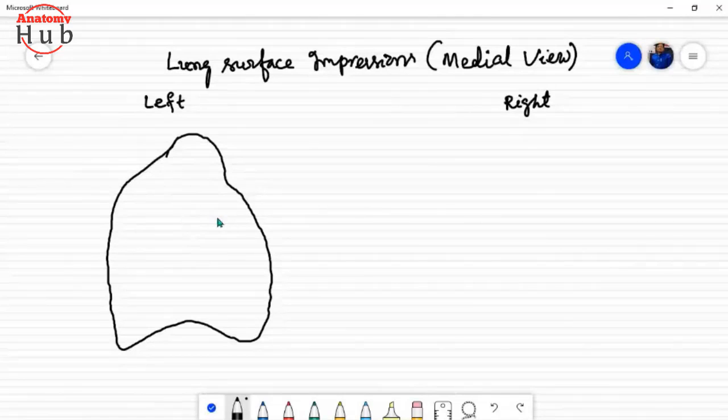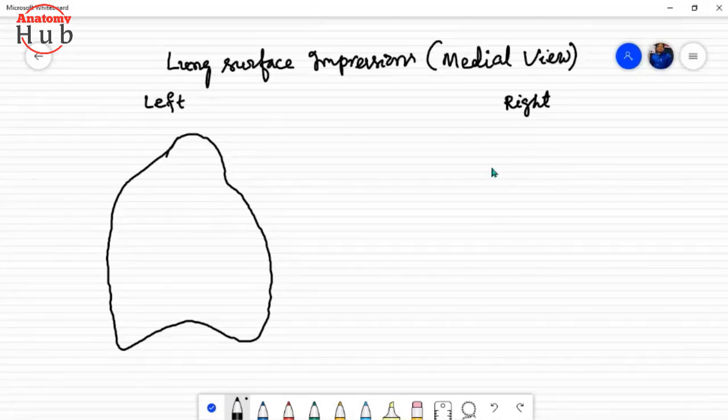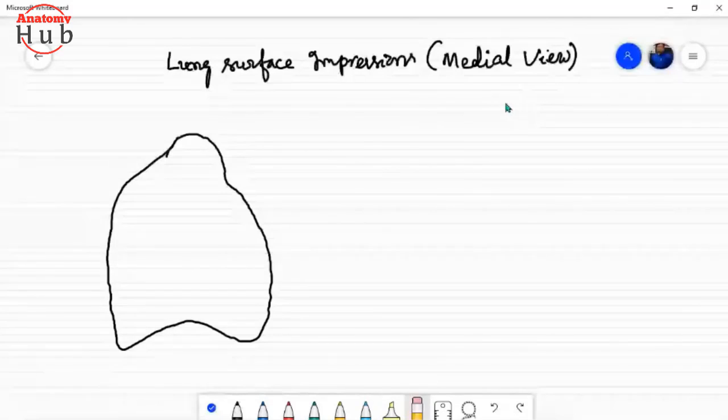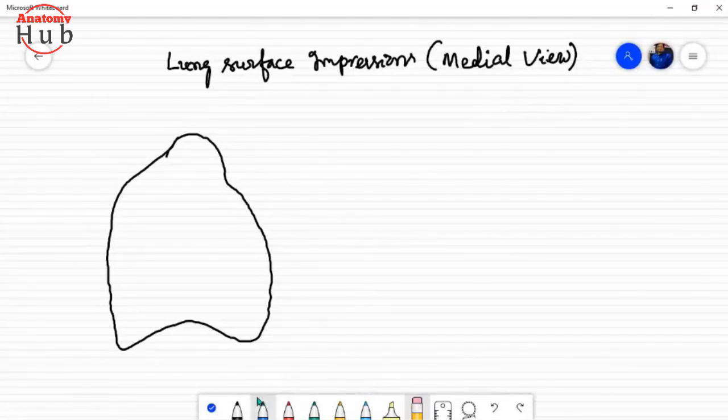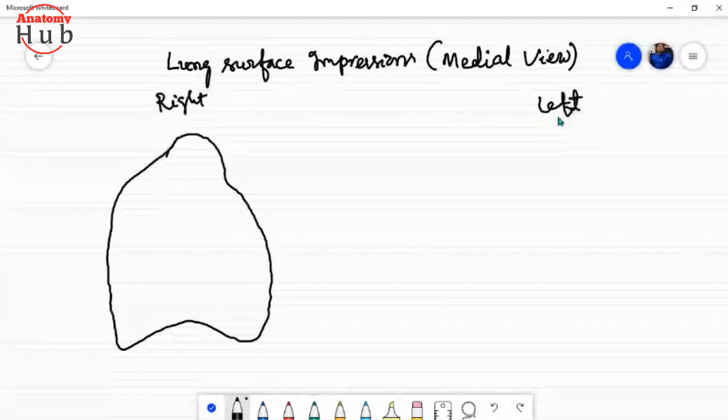So that is the right lung, no? Sorry, this lung is the right one, no? What I have drawn is the left one. Okay, this one is left, this one will be right. Or you can do it opposite if you want. If it is a problem for you, then just erase it. Make it right, and this one will be your left. Okay, right now. Yes, sir. Thank you, sir.